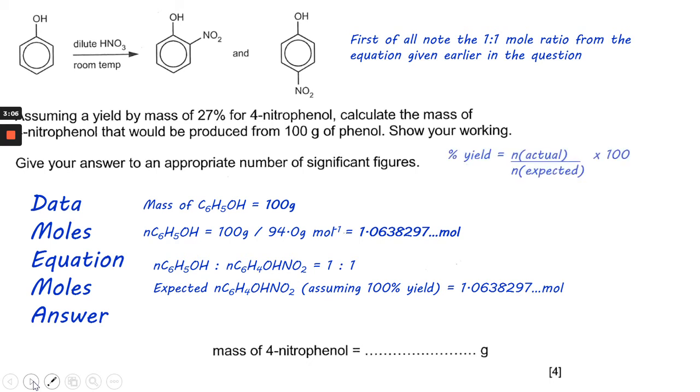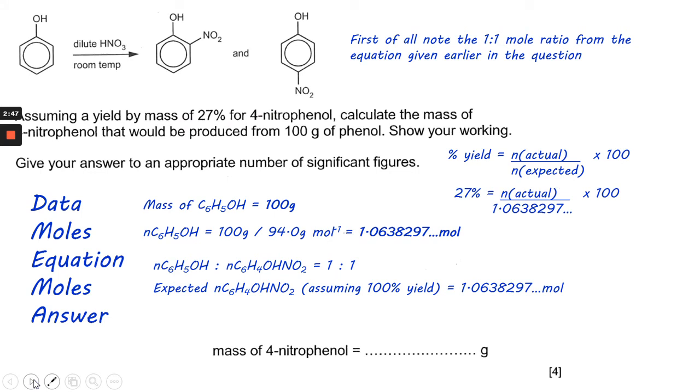So to do the answer, I've got to think about how we work out percentage yield. Now, normally, you have the actual number of moles and the expected number of moles, and you divide one by the other, multiply by 100, and that gives you the percentage yield. But they have given you the percentage yield this time around. So we'll be a little bit careful. It's a bit more applied.